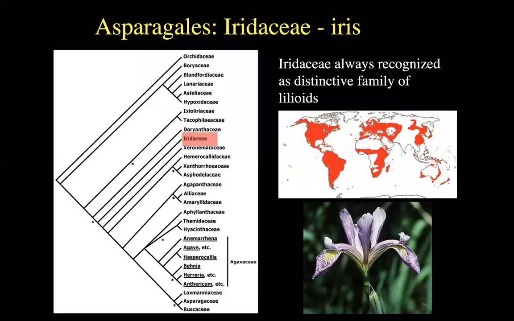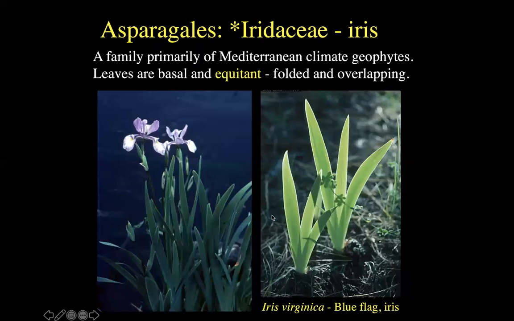Okay, moving on to another family, the Iridaceae, or the iris family. Here is a map showing where this family is distributed globally. So you see it's kind of all over. And this has been recognized as a distinctive family for a really long time. So down here, kind of at the base, is all the like mess of Liliaceae, with some of it spread over here. But Iridaceae has kind of always been recognized as distinctive.